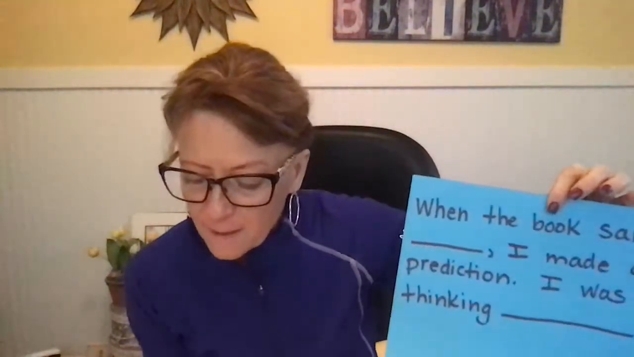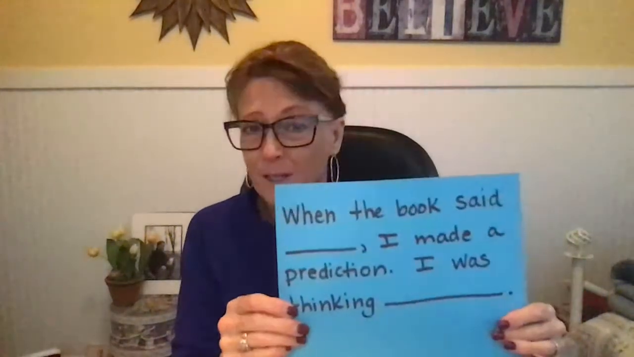Okay, we're going to take a little minute here to think about that. We're going to practice using the stem. I will practice first, so you see how it goes with this prediction stem. Let me see. I want to think about what's going to happen next. When the book said that Peter doesn't want to let his grandpa know how mad he is at losing his room, I made a prediction. I was thinking that instead of talking to his grandpa, maybe Peter will mope.